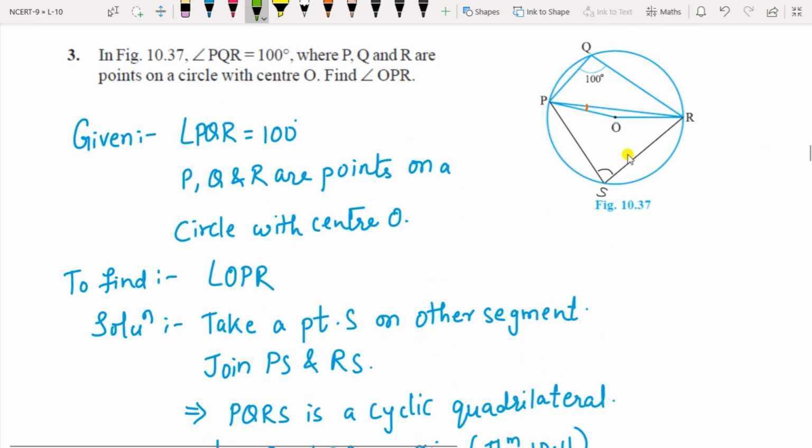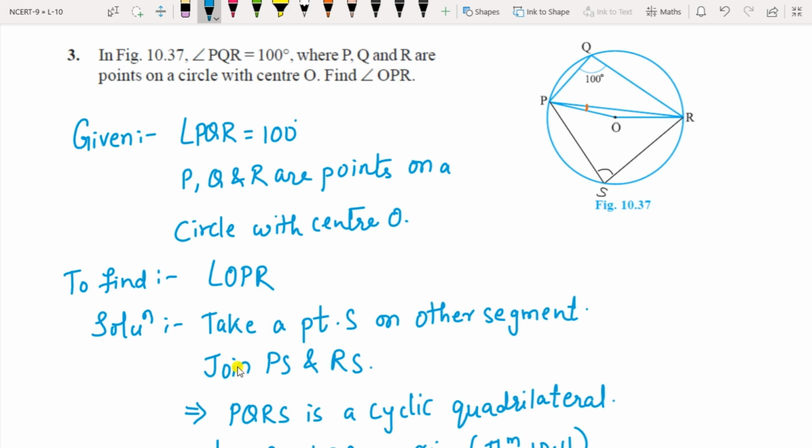Question 3 here is, in this figure PQR is equal to 100 given, where P, Q and R are the points on the circle with center O. You have to find OPR, that I have shown with the orange here. You have to find OPR. Now take another point S and join PS and RS. Okay, so that is all given and to find.